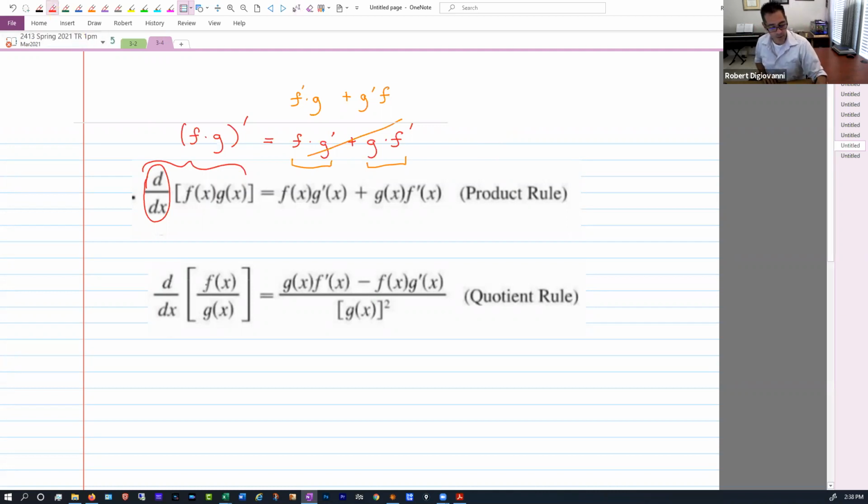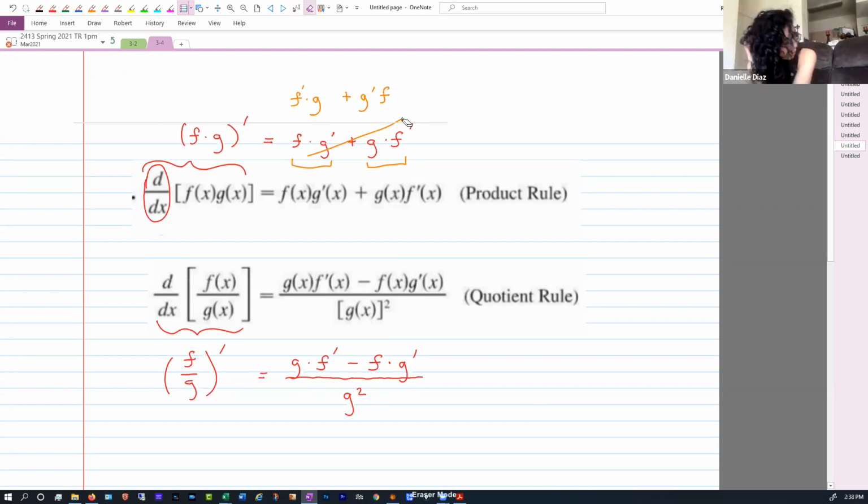Look at the bottom formula. This means take f over g and take its derivative, right? That's what this means. Take a quotient of two functions, take their derivative, and look at their formula. It's g times f prime minus f times g prime all over g squared. Do y'all see that?